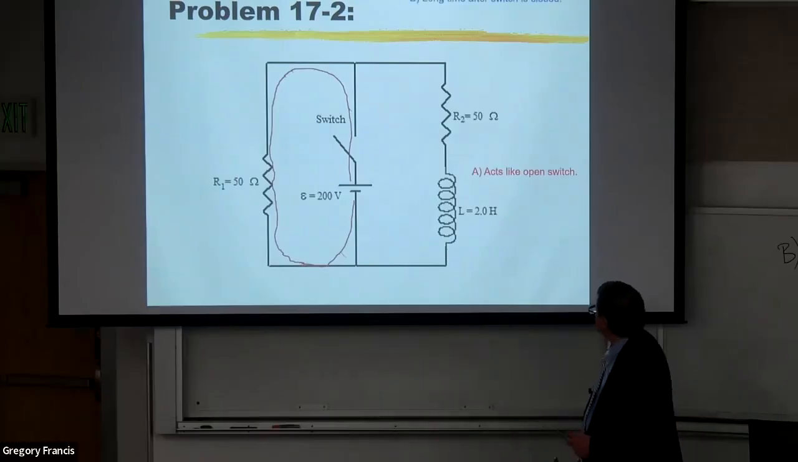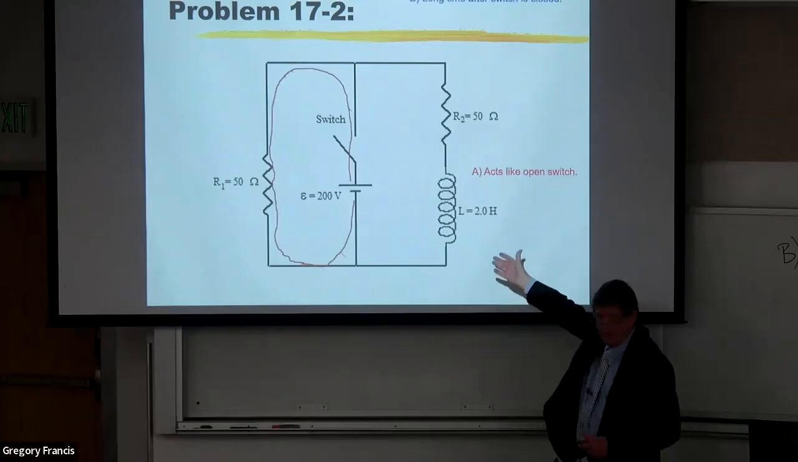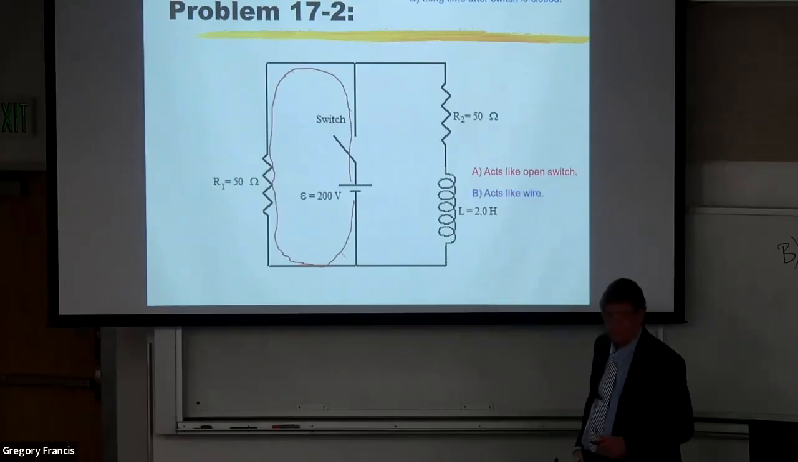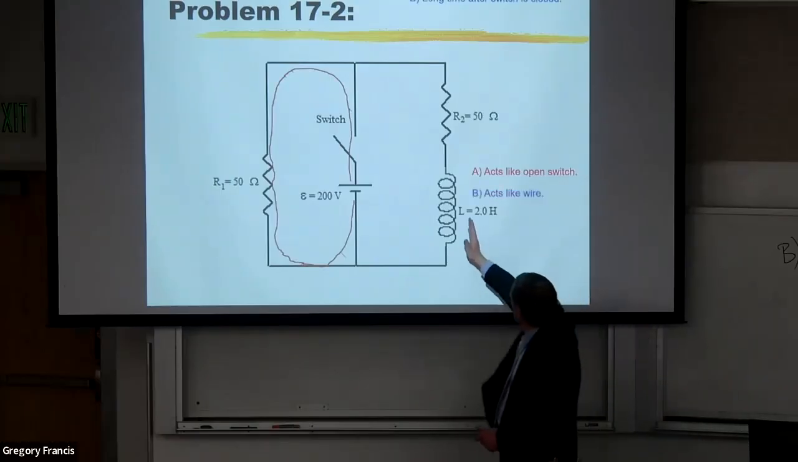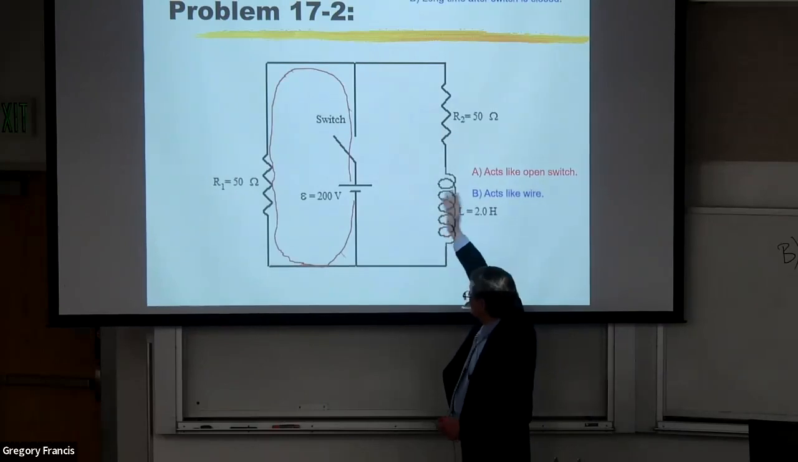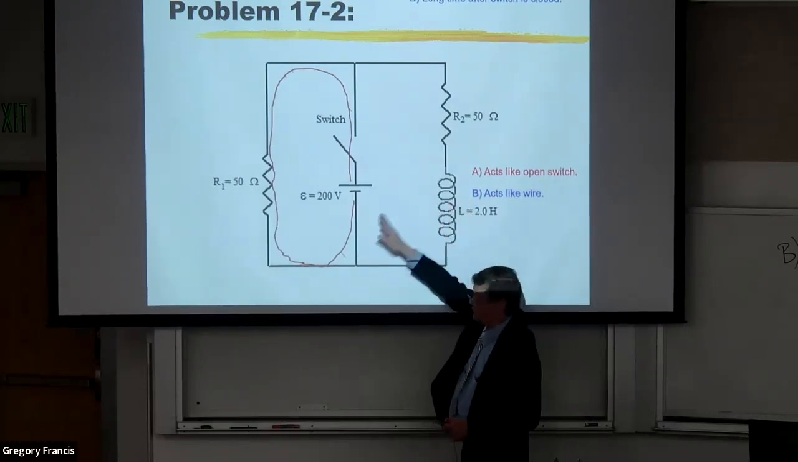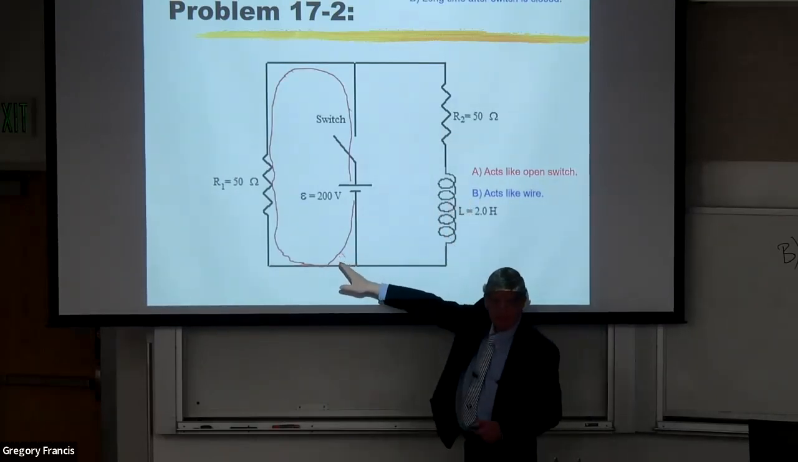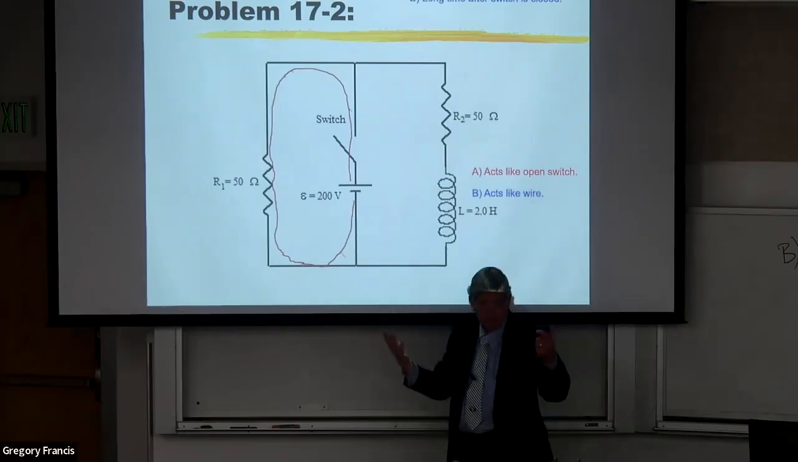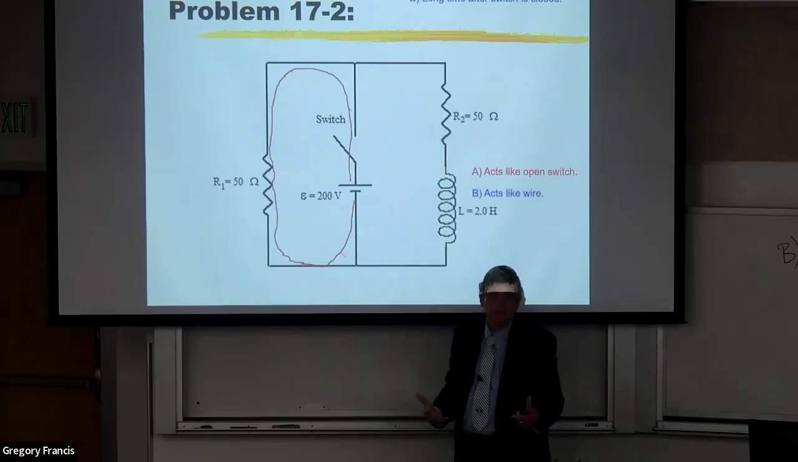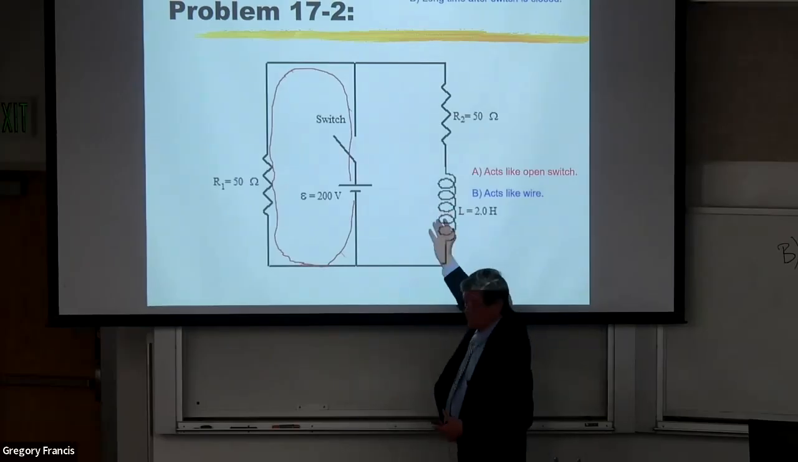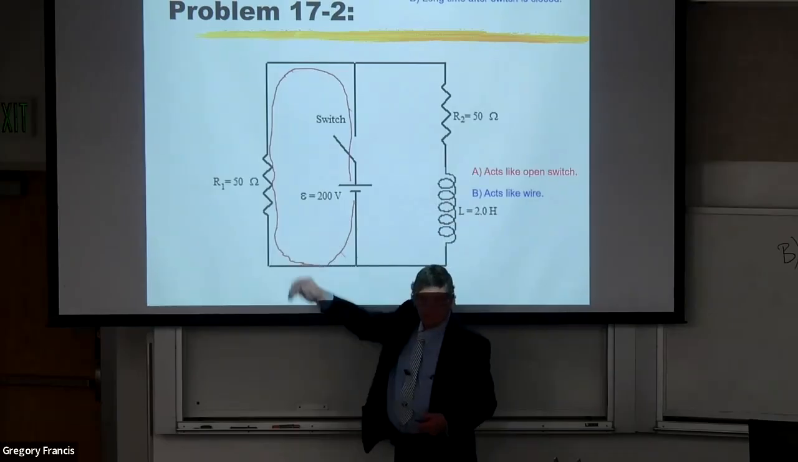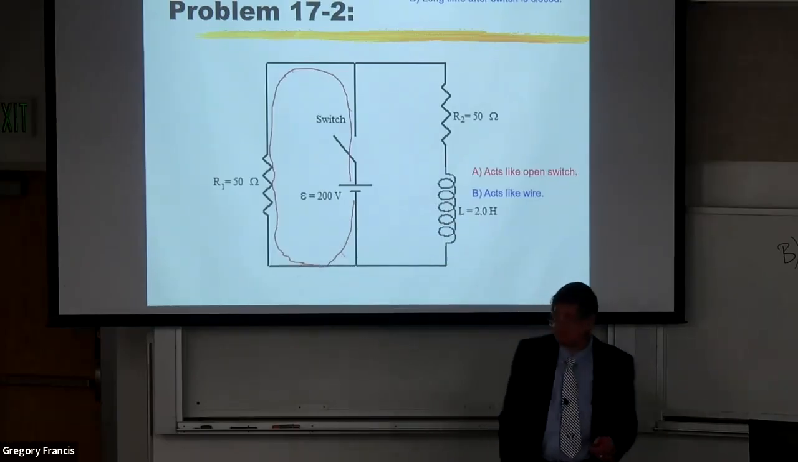Well, a long time after the switch is closed, this inductor is acting like a wire. And if this is a wire, the right side of this circuit looks exactly like the left side. And you'll notice that these two sides, the two branches, left and right, are parallel across the battery. They're independent of each other. What's happening over here isn't going to affect what's happening over there.